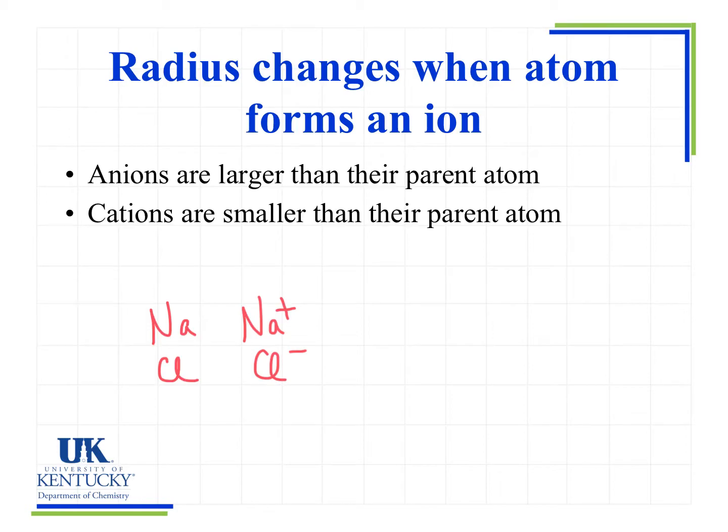When we look at why this is happening, we can see this is also due to Coulomb's law, to that charge, that attractive force between the nucleus and that outermost electron. So let's look at sodium first. When we have a neutral sodium atom, we have 11 protons and 11 electrons. When we go to the ion, sodium plus, we still have 11 protons because it's still sodium, but now we have only 10 electrons. So now the force being exerted on each of those electrons is a little bit greater.